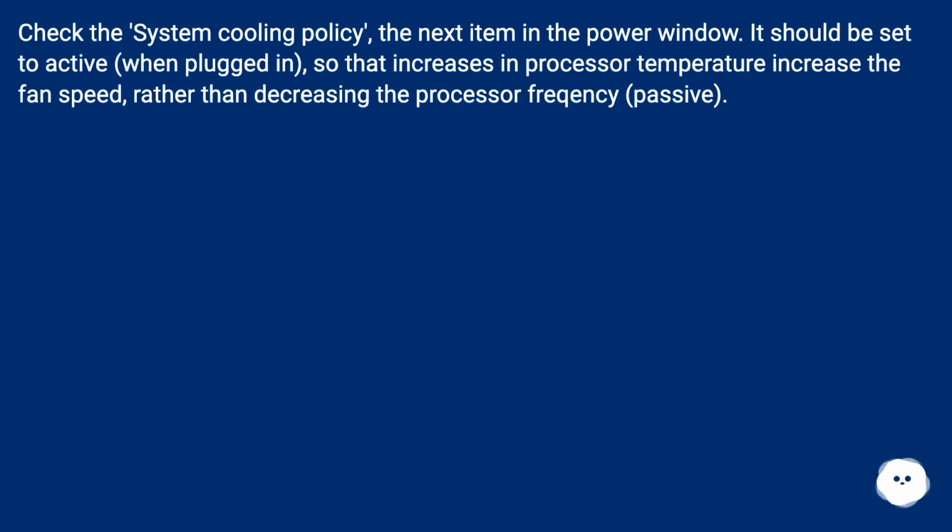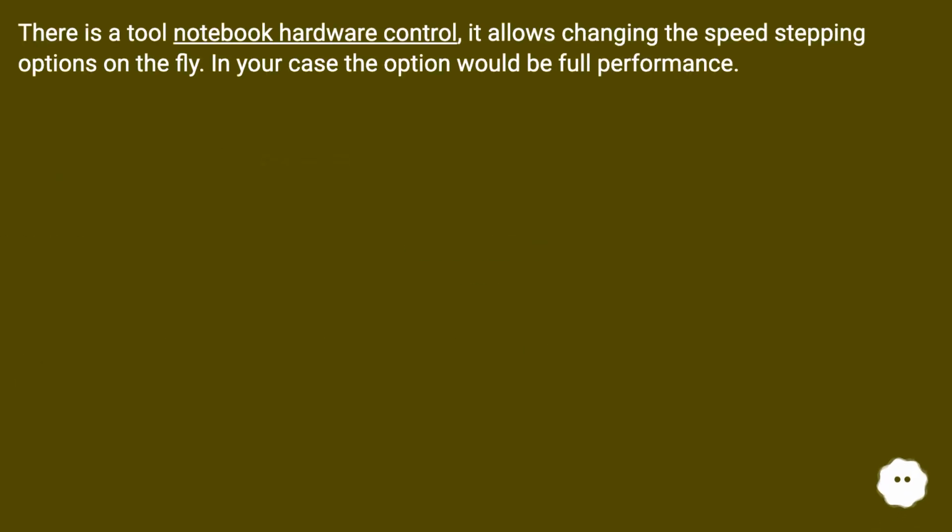Check the system cooling policy, the next item in the power window. It should be set to active when plugged in, so that increases in processor temperature increase the fan speed, rather than decreasing the processor frequency, which is passive. There is a tool, Notebook Hardware Control. It allows changing the speed stepping options on the fly. In your case the option would be full performance.